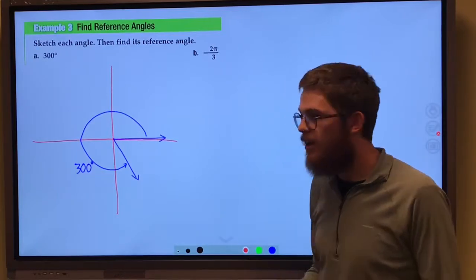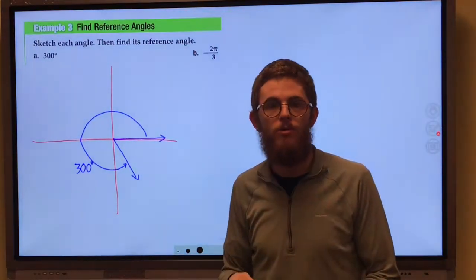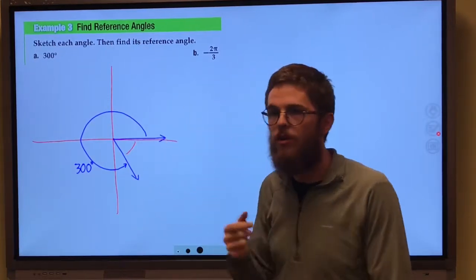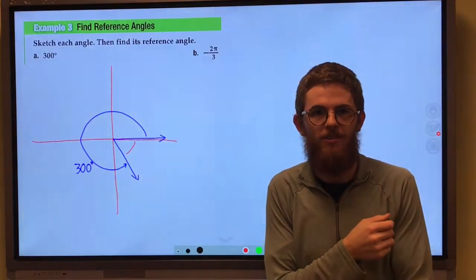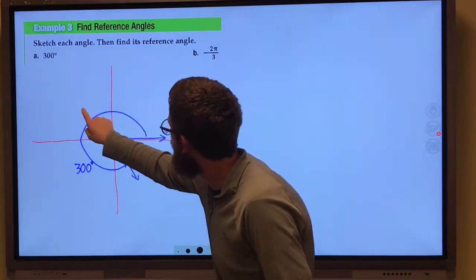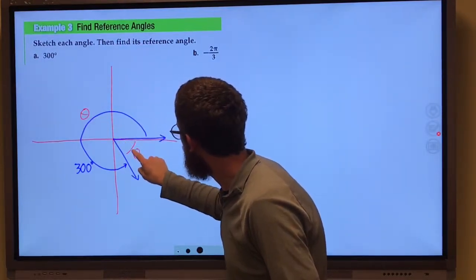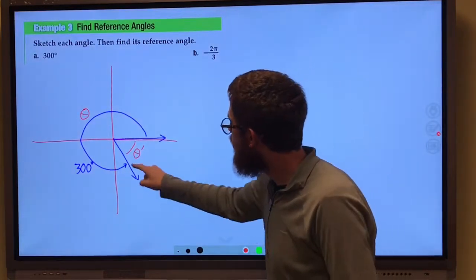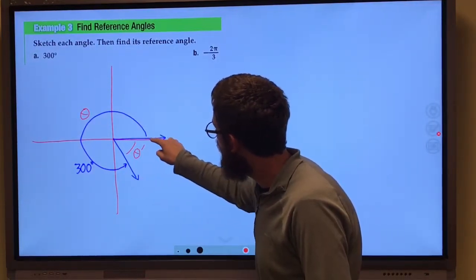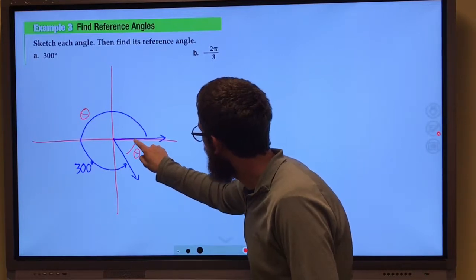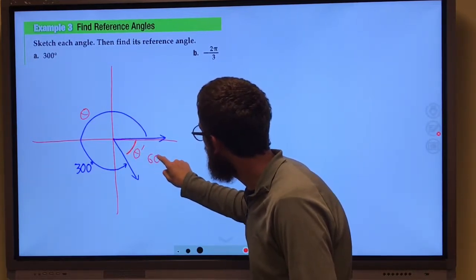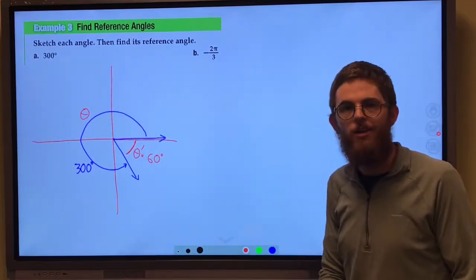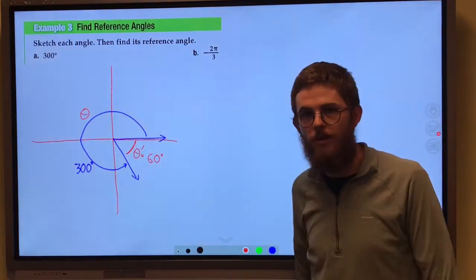Well, a reference angle is always going to be the angle from the closest x-axis. All right, so here, if this is theta, we think of this as theta prime right there. That's the reference angle. And what is the difference between 300 and 360? There are 60 degrees left. Our reference angle would be 60 degrees.